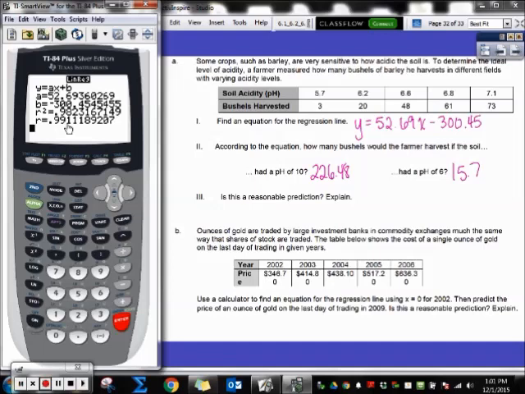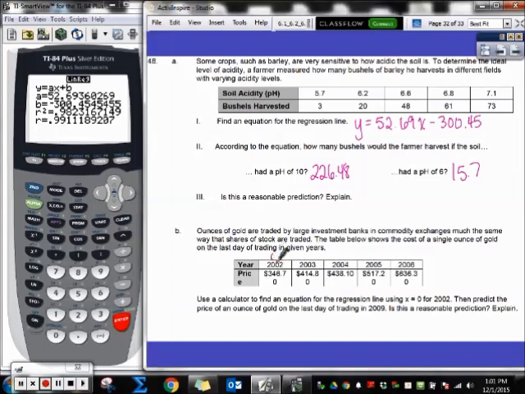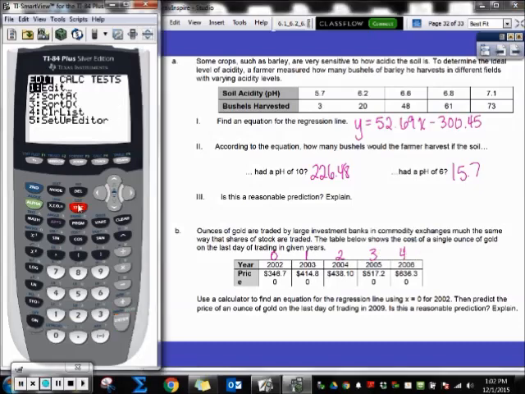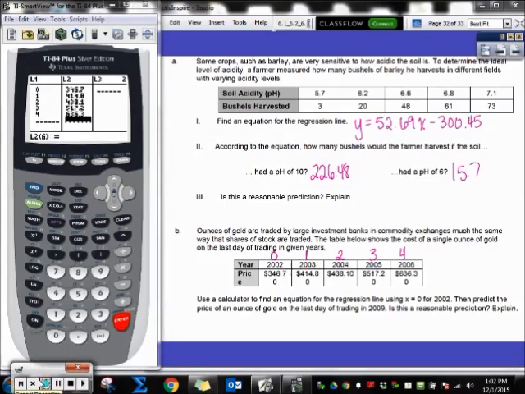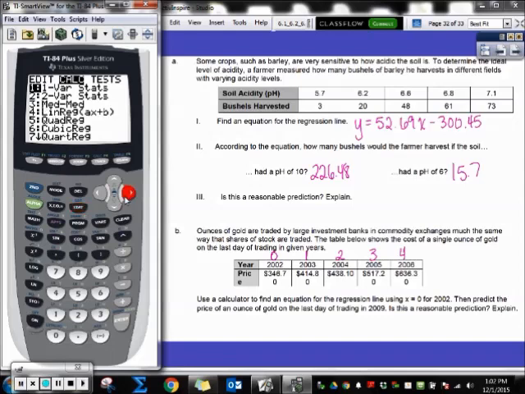Is it reasonable? So we need to make sure we look at all of our information before we go to our table this time. So when it says use x equals 0 for 2002, I'm just going to start at 0 for 2002 and notice it goes up by 1 year. So 0, 1, 2, 3, 4, rather than using those years. So I'm going to stat, edit, and I'm going to pause to put in my data. Okay, so now my data is entered, so I'm going to stat calc and then 4. At store regression equation, I'm going to alpha trace.